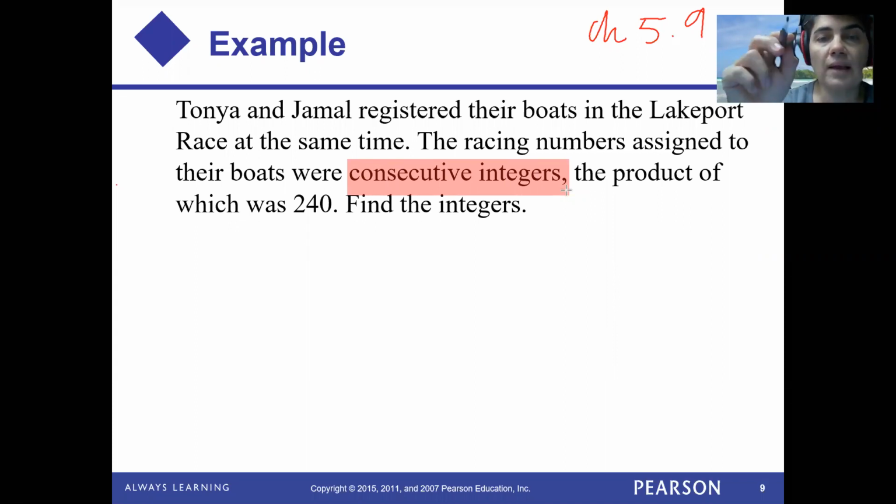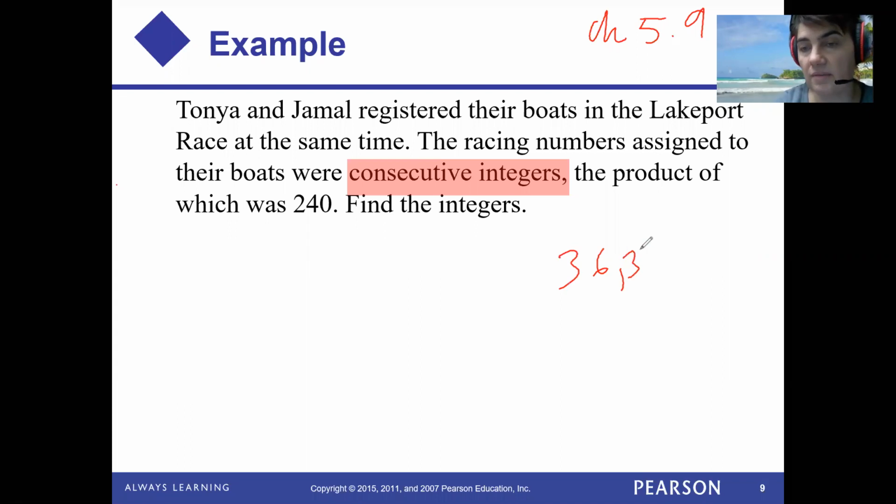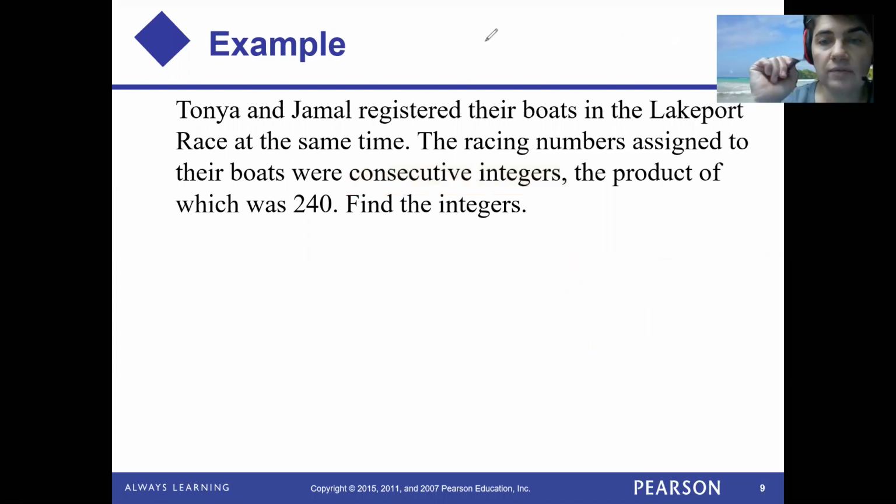So what does it say? Okay, if you have integer numbers, let's say 36 is an integer, the consecutive integer to 36 is 37, right? So if your integer is x, the consecutive integer will be x plus 1. Okay, so in every problem about consecutive integers, you're going to set your first number to be x and the next one to be x plus 1.